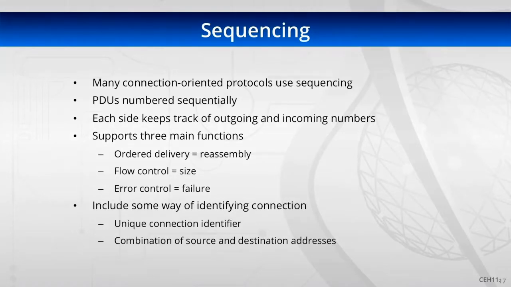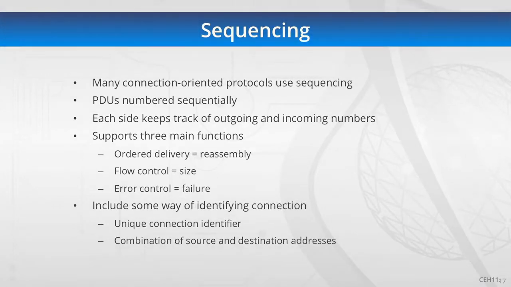Okay, so let's talk a little more about sequencing. Many connection-oriented protocols use sequencing. TCP uses it. Protocol data units are numbered sequentially, and they increment as they go along. What this does for us is it gives us ordered delivery so they can do reassembly quickly and efficiently, flow control so that we can respect the fact that there may be congestion, and error control in case a packet gets dropped. We have to include some way to identify that connection, a unique connection identifier.